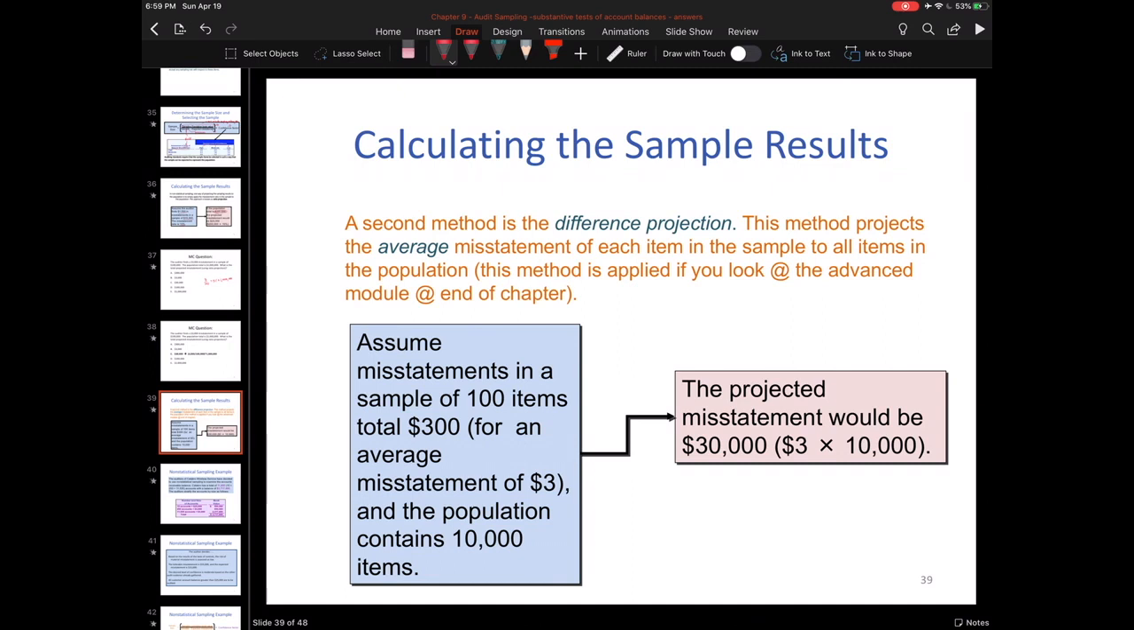Okay, so in difference projection, it actually uses a by item approach. So you can assume misstatements in a sample of 100 items total $300. So you have an average misstatement of $3 per item. If we know the population contains 10,000 items, we would use our $3 per item, multiply it by 10,000 items, and we would wind up with a misstatement of $30,000.